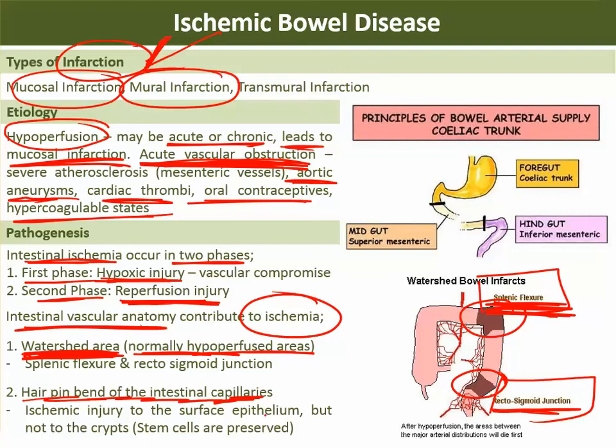So ischemic injury to the surface epithelium is more common. And the crypts, for example, this is the villi.